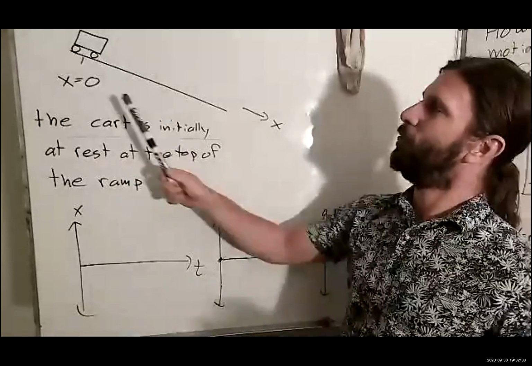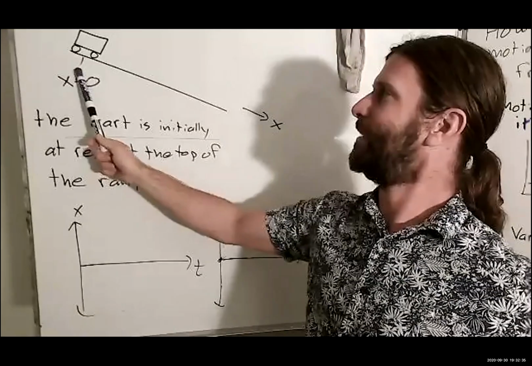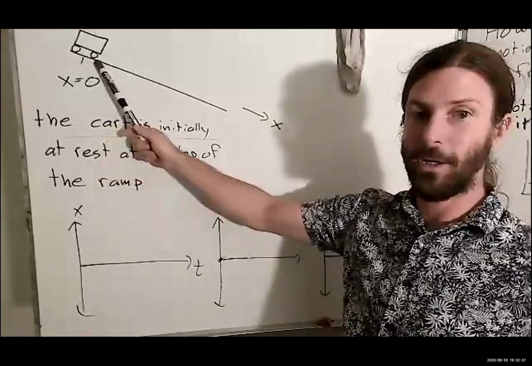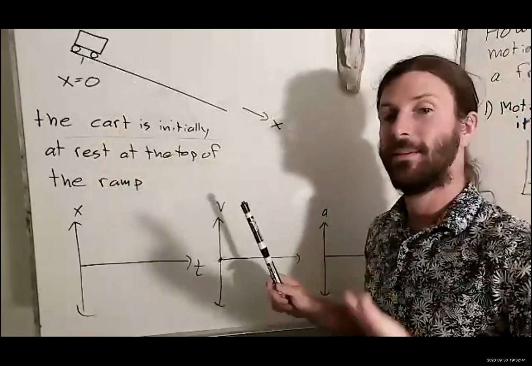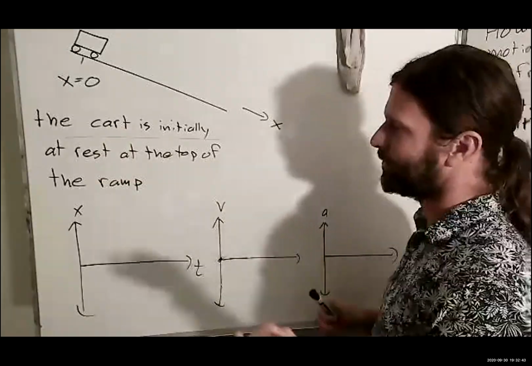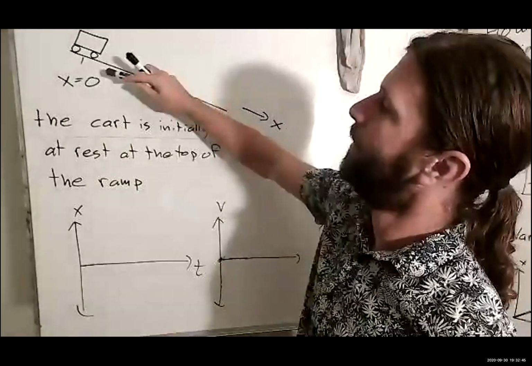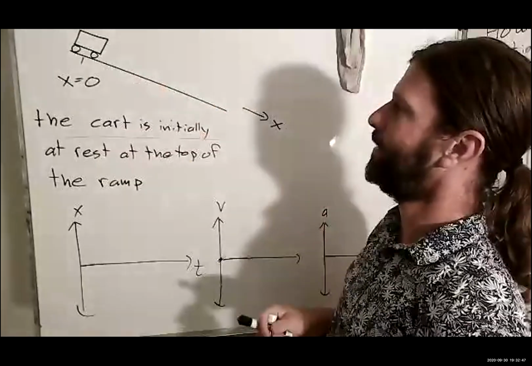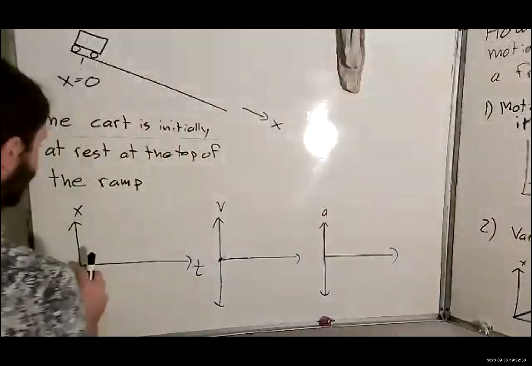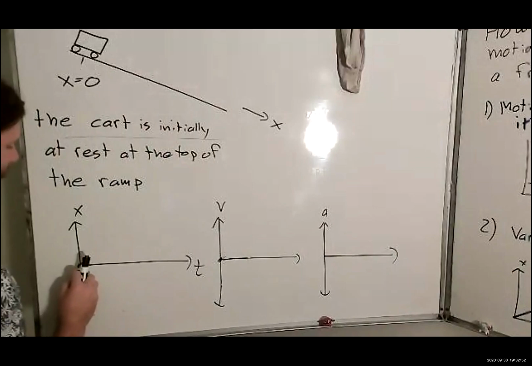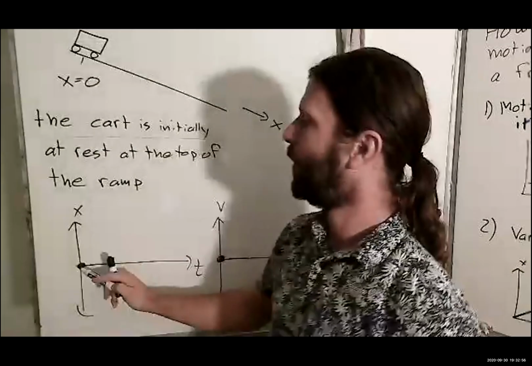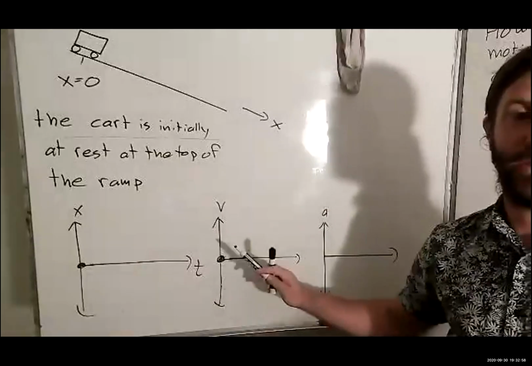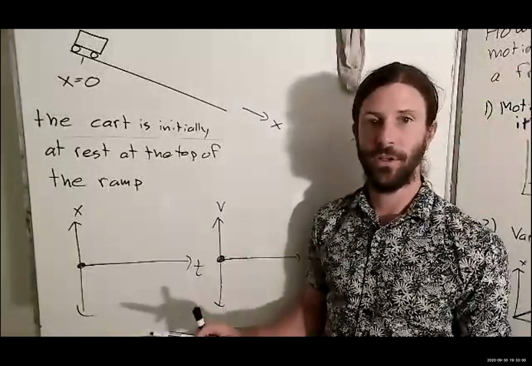So a few things, right? We know that this is x equals 0, that's its starting point. And the cart is initially at rest. So those two things tell us something here. This is kind of a challenging one, but I think whatever these graphs are, it's going to start at x equals 0 and velocity equals 0, right?